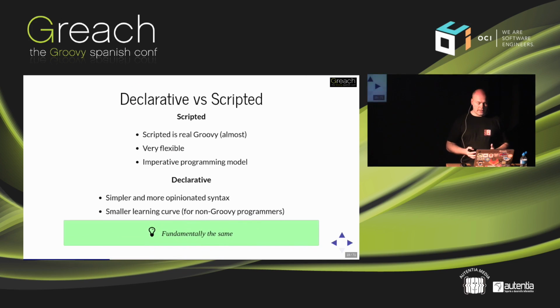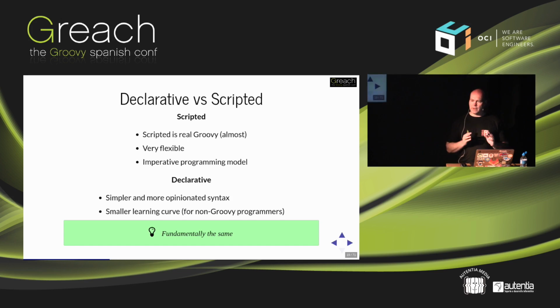The declarative pipeline was made to give a simpler and more opinionated syntax, as not all Jenkins members, sadly, are Groovy experts. So the scripted one is still valid, and is still completely supported, and it is as close to real Groovy as you get. There's a few differences here and there.